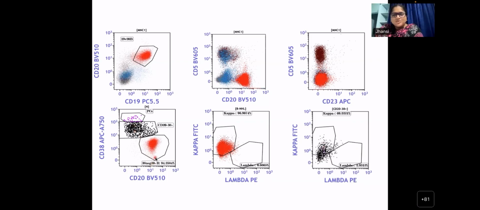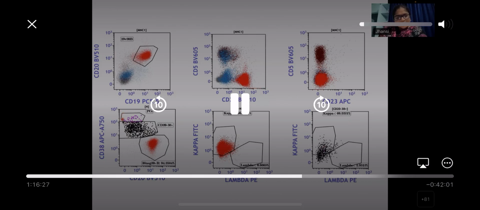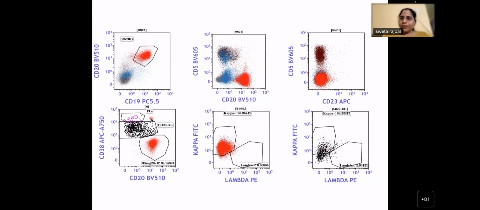Okay, so we see more than three kinds of populations here. The red population that we are seeing here, are they CD38 positive or negative? They are negative, ma'am. Okay, the black population that we see here, are they CD38 positive or negative? Those are CD38 positive, ma'am. Okay, and these purple populations which are CD38 bright, what do you think these cells are? Plasma cells maybe, ma'am.